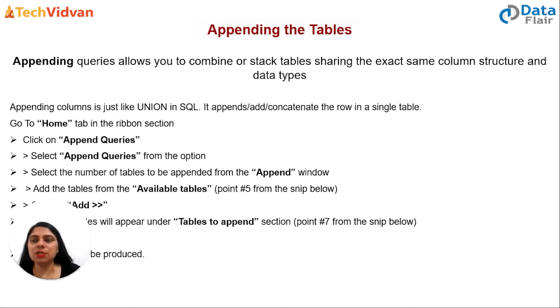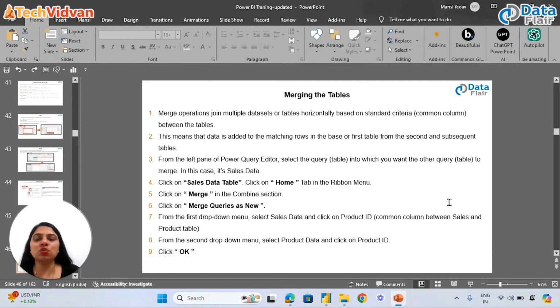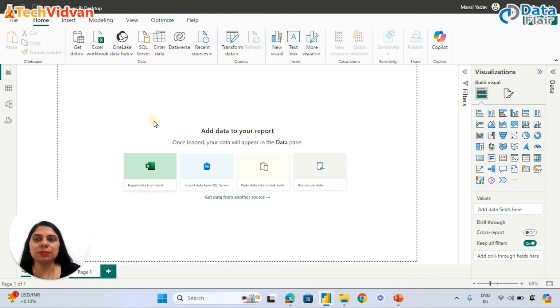What about merge? Merge is when we want to merge two tables side by side. Appending and merging, what is the difference? Appending is when we stack rows one below the other, whereas merging is when we join a table side by side. Let's understand these two features in Power BI. Let's connect with a new data source.